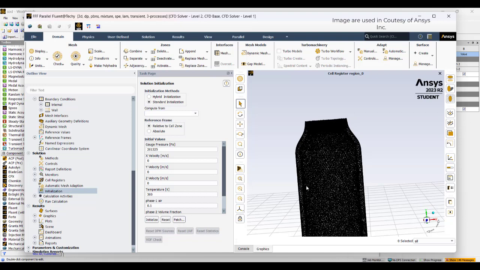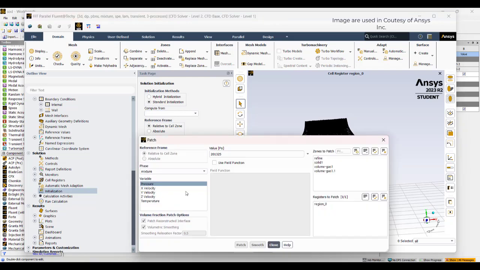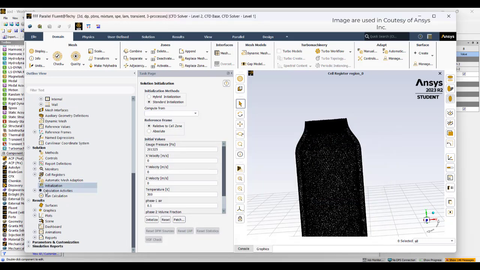Now we need to remove the pressure here because initially in this liquid there will be no pressure, right? So we need to remove the pressure and make it 0. So we will try to give 0 pressure to the liquid that is present. So give 0 pressure to this region, patch, and go to phase 2, that is liquid. The volume fraction here is 1. Okay, patch, close.